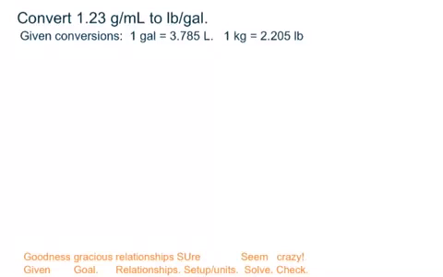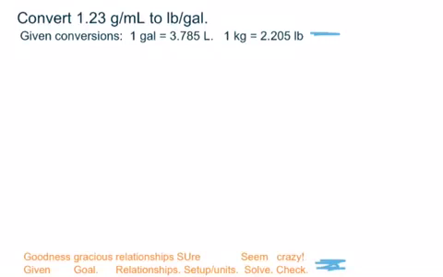Hi there, today we're working on unit conversions and we're going to do one with a whole bunch of steps today. Convert 1.23 grams per mil to pounds per gallon. Any non-metric to metric conversions are given, so you have a couple of given conversions right here. And then down here at the bottom, relationships sure seem crazy, reminds us the steps that we're going to take.